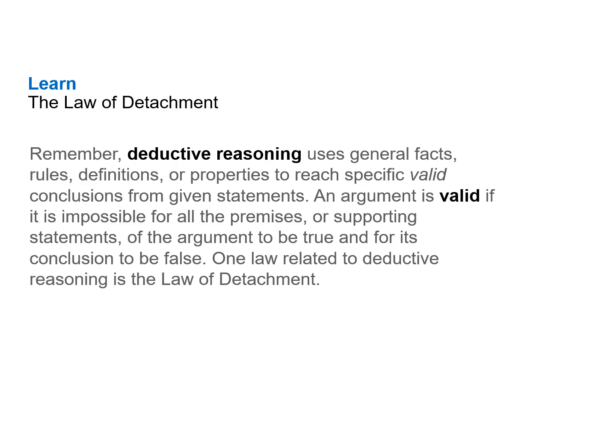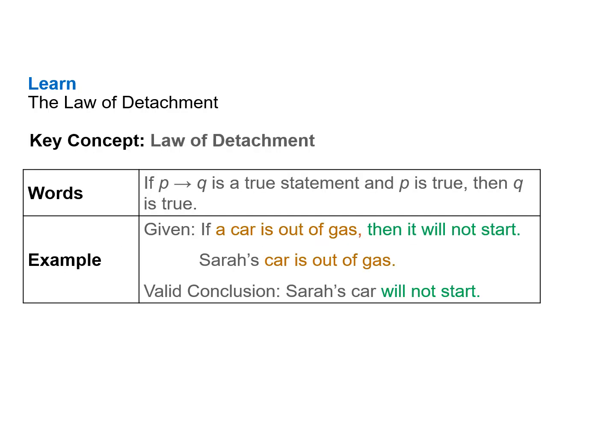One law related to deductive reasoning is the law of detachment. It says if P then Q is a true statement and P is true, then Q is true. Let's look at the example. Given if a car is out of gas, then it will not start. Sarah's car is out of gas, so our valid conclusion is Sarah's car will not start.